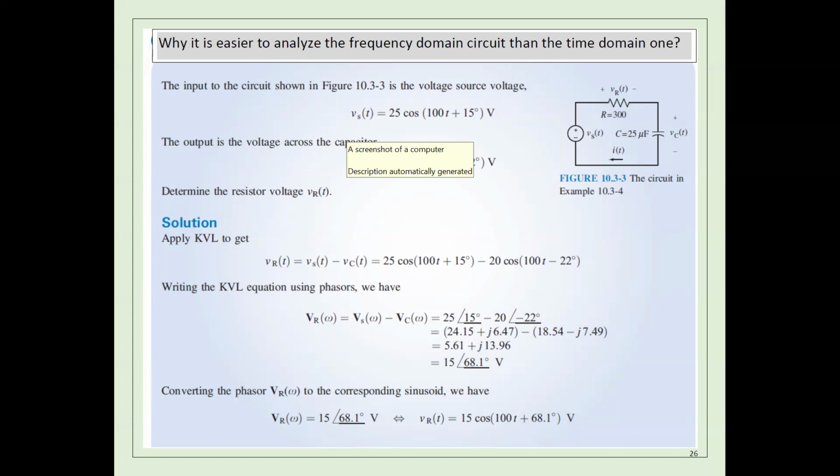Once I get this answer, if I want to transfer it again to the time domain, I will take 15. This is theta, the angle, but I need to put back omega t. Any questions here?